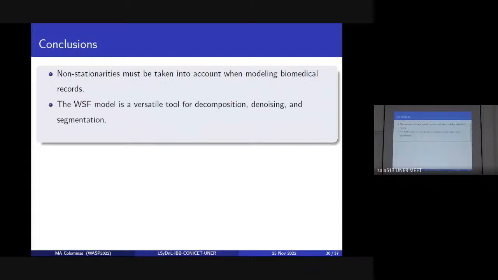Okay, that's it. Non-stationarity is to be taken into account. This is a versatile tool. I think it is a good tool for signal decomposition, denoising, and segmentation. Of course, more work has to be done, and of course, there is room for improvement, and that's what we are trying to do. I'm sorry for the time. Thank you very much.